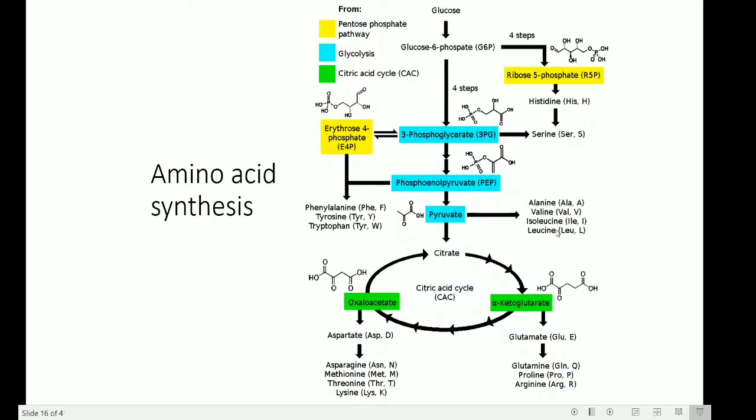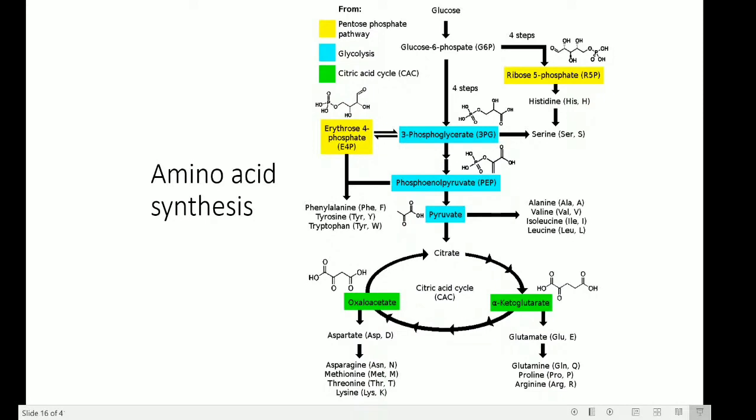This ribose 5-phosphate helps in the production of the histidine molecule. Then the second thing is serine molecule conversion. Using that histidine itself, it's producing the serine. Otherwise, another pathway is there. That glucose 6-phosphate is converted to glycerate 3-phosphate. This 3-phosphate is converted into the serine molecule. Okay, these, serine and histidine, have a 4-step process.